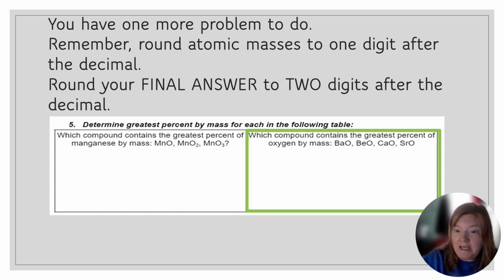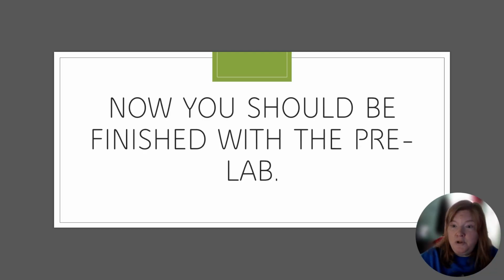Now you have another example to do here. Remember, round atomic masses to 1 digit after the decimal, and when we're calculating final answers, we want to round to 2 digits after the decimal. Now you should be finished with the pre-lab because it was just the front of the paper.